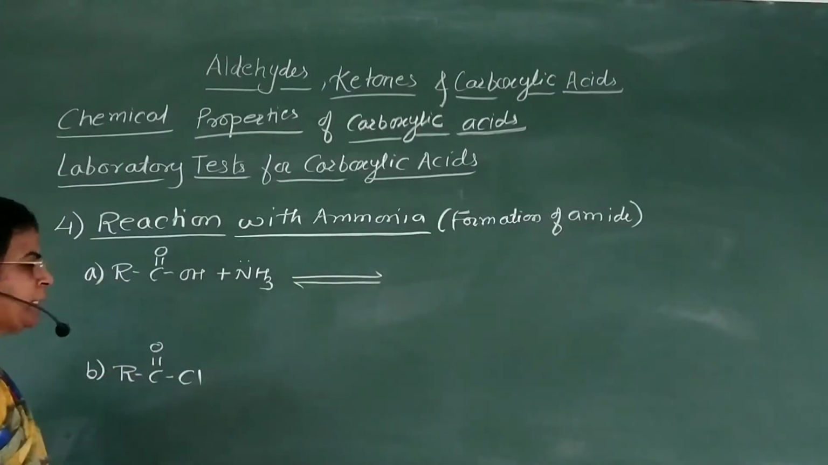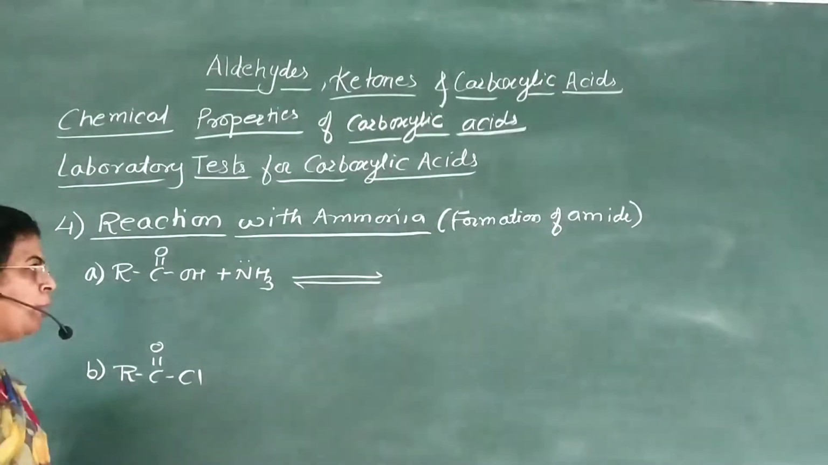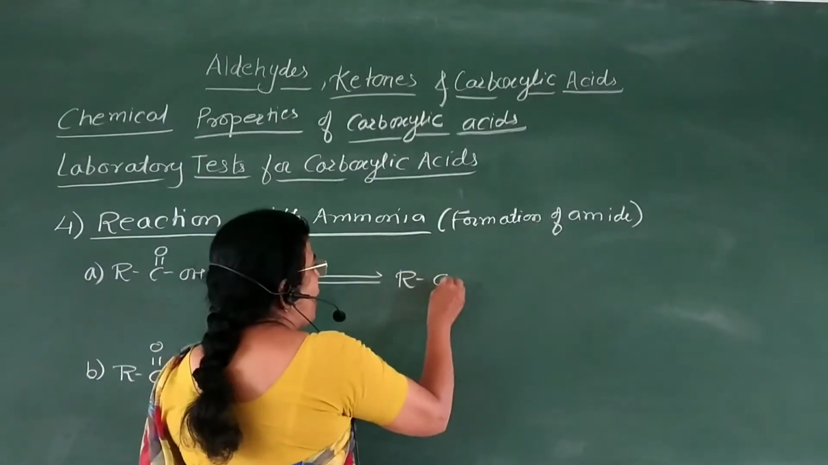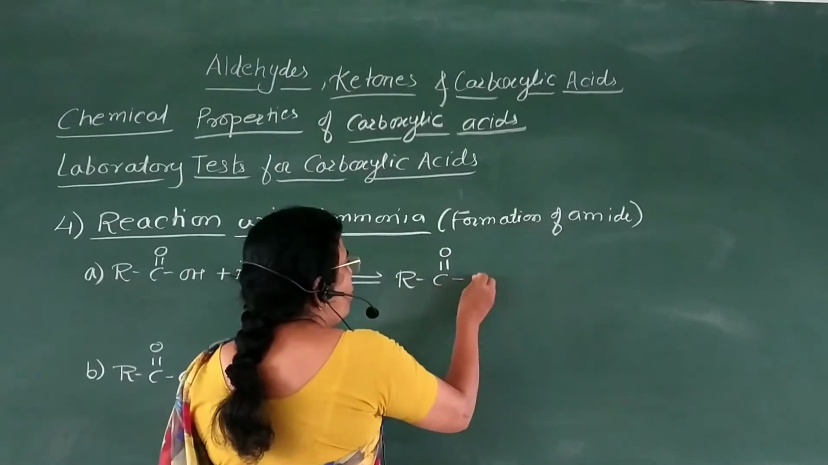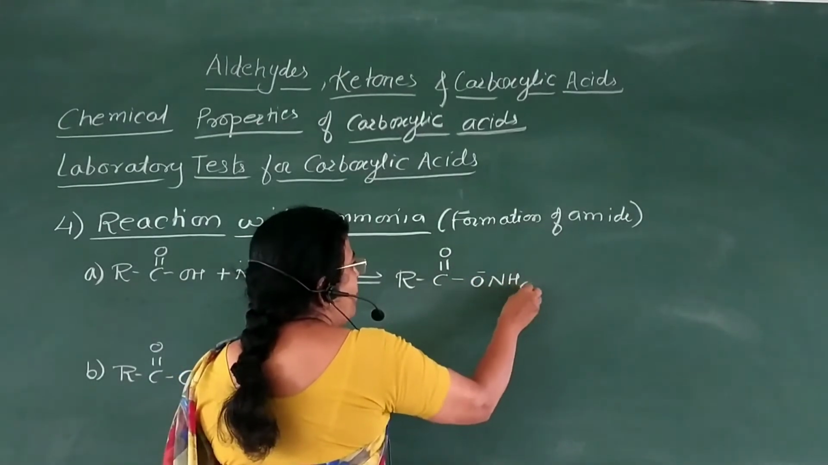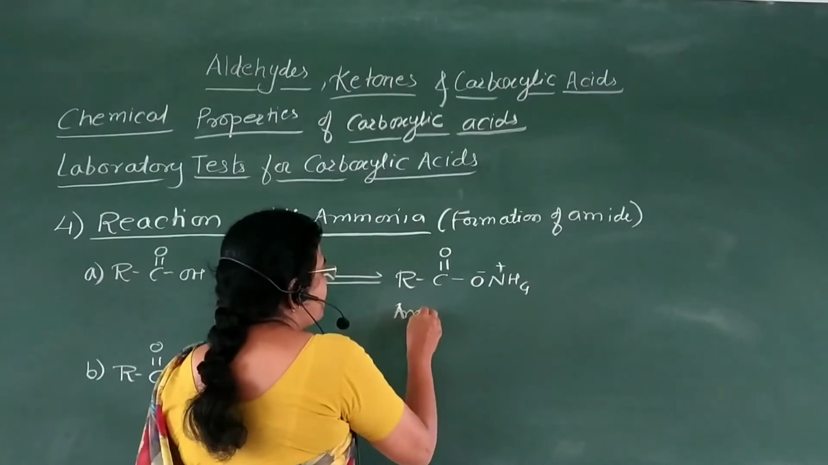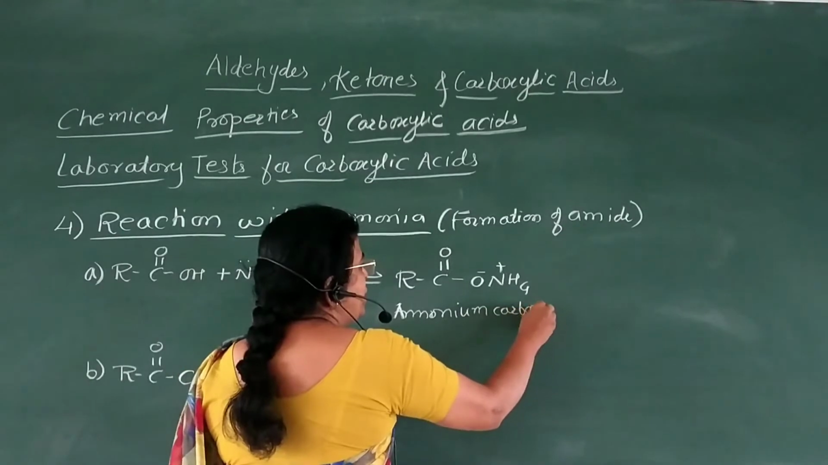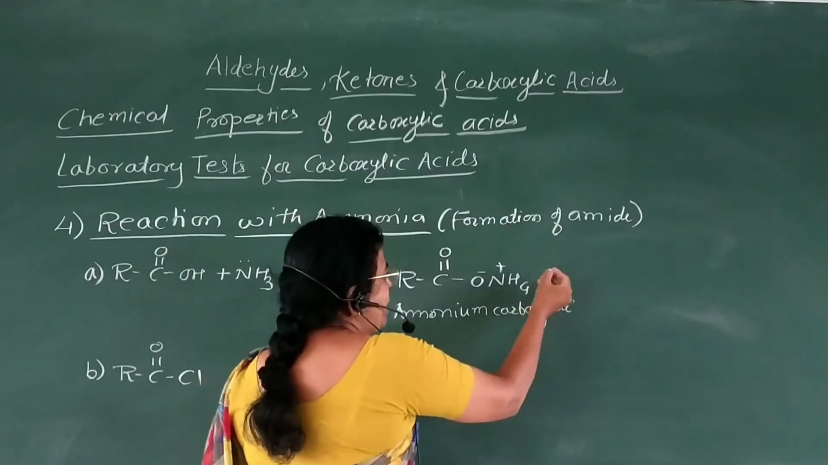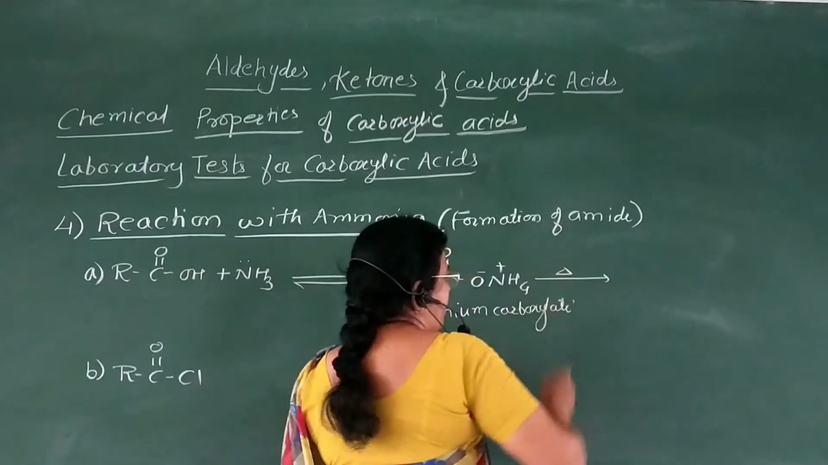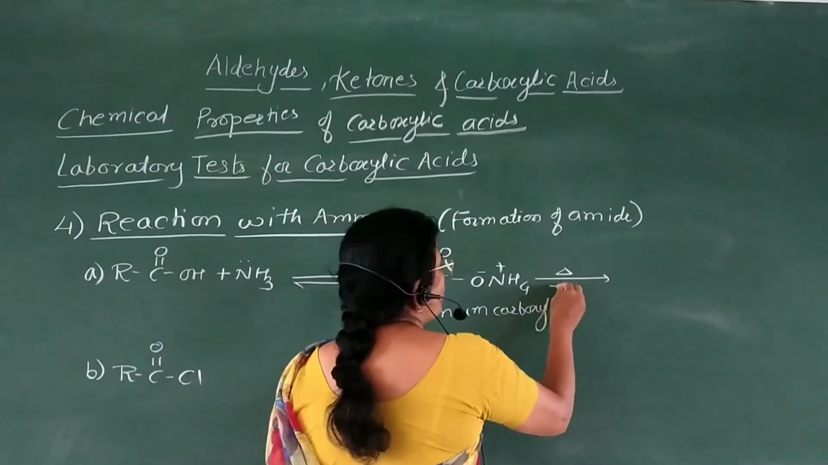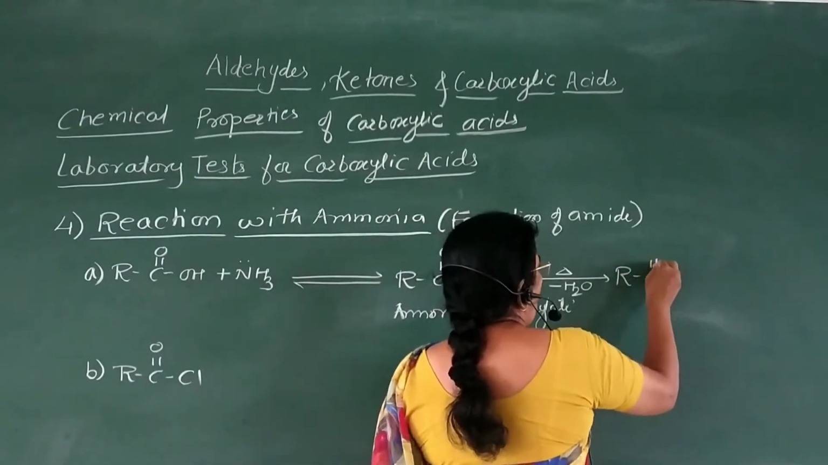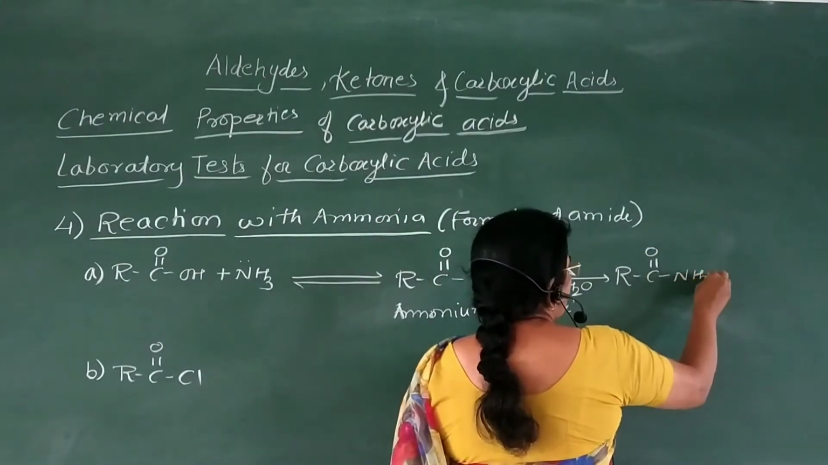This is an acid base reaction, that is a neutralization reaction, carried out to form a salt, that is ammonium carboxylate, RC double bond O, O minus and NH4 plus. This is ammonium carboxylate. This is a salt. And when this salt is strongly heated, then removal of H2O takes place, that is minus H2O, to form RC double bond O NH2. This is amide.